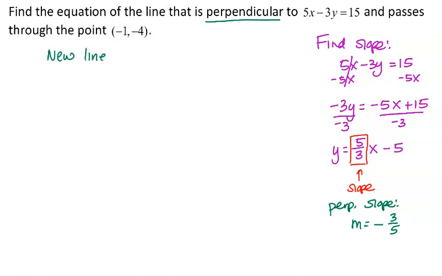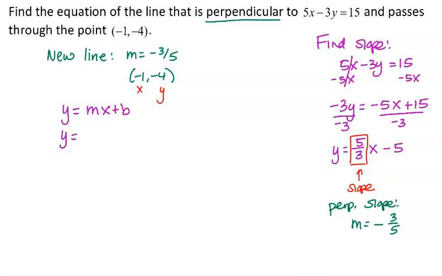So now we can think about what we could call our new line. Here's what we know about our new line: it has a slope of -3/5, and it goes through the point (-1, -4). You can think of that (-1, -4) as telling you an x-y pair. So this information is enough for us to write an equation in the form y equals mx plus b. We know m already, we know an xy pair, and we can use that to solve for b.